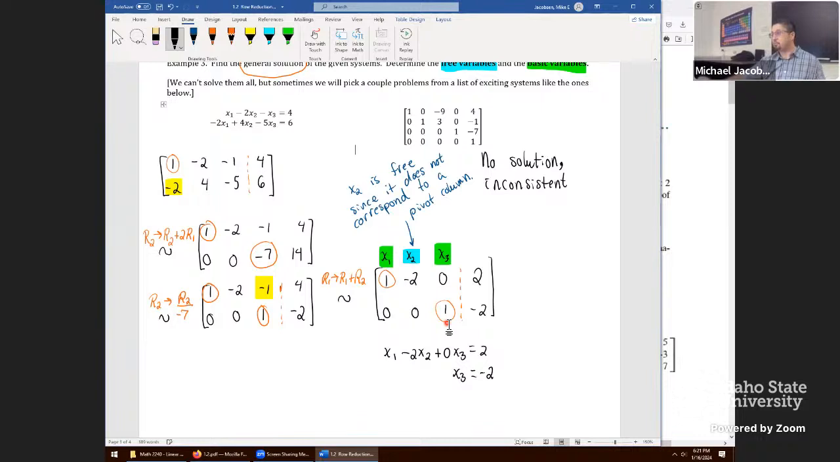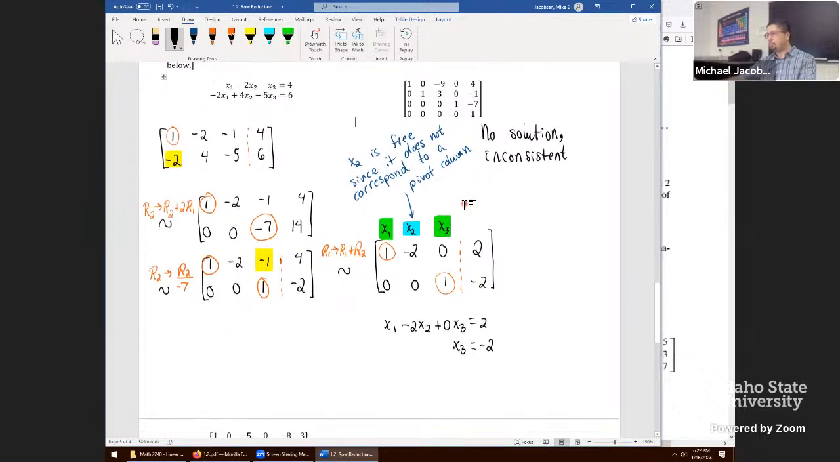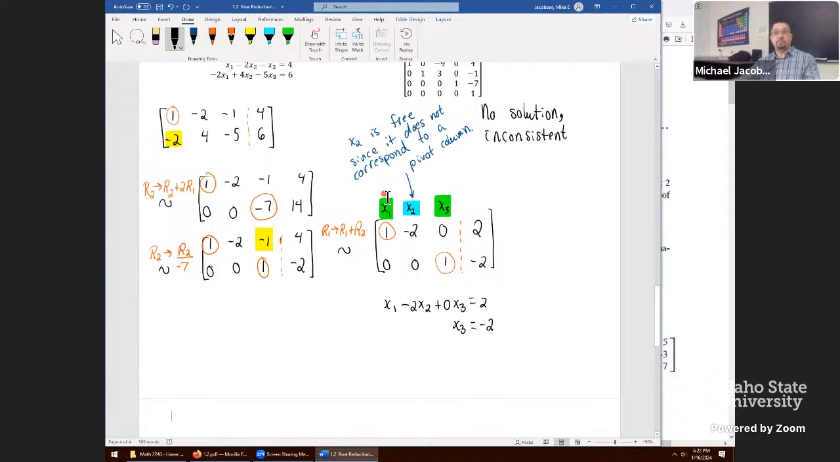equals -2. So all we've done is we've taken our augmented matrix in reduced row echelon form and transferred it back to a system of equations. And we already have a value for x3, but this is not completely solved just yet. We're about to get to the so-called general solution. All we're really going to do is solve for the basic variables, the one in green, in terms of the free variable, the one in blue.